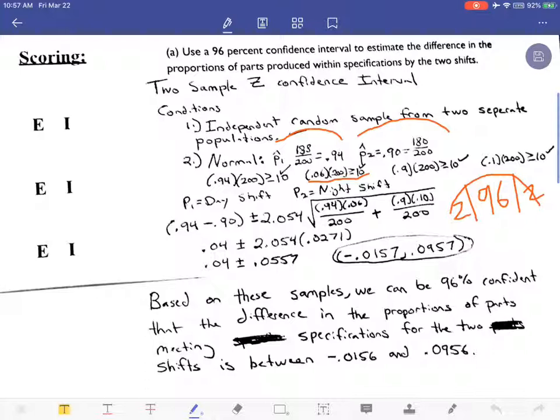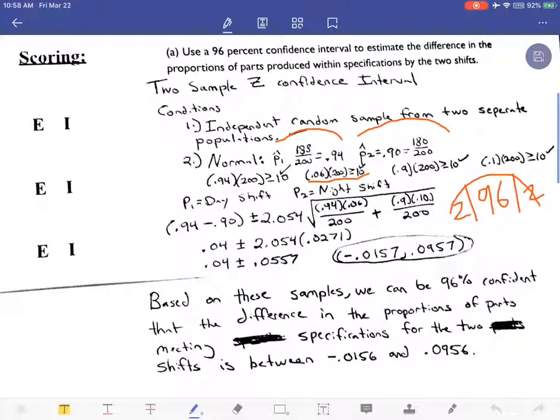Then for the standard deviation, or the standard error, because remember the standard deviation is also called the standard error in a confidence interval, we take p hat, which is 0.94, times 1 minus p hat, which is 0.06, divide that by the sample size from sample number 1. Then we add it to p hat from sample number 2, which is 0.9, times 1 minus p hat from sample number 2, which is 0.1. Divide that by 200.